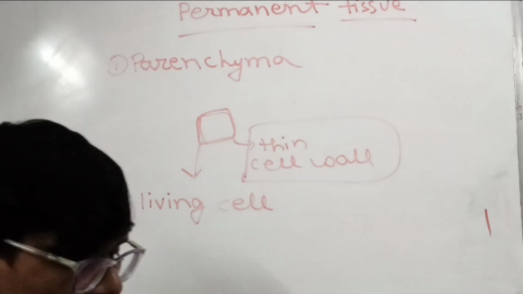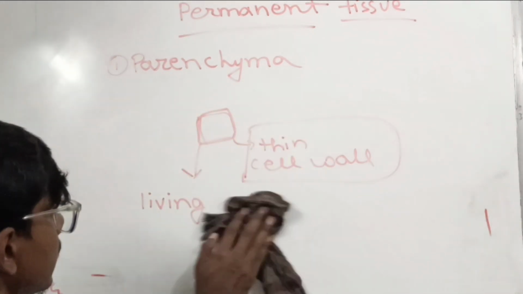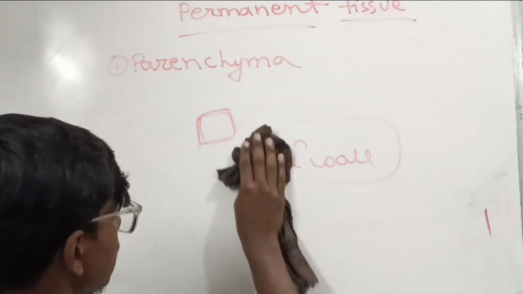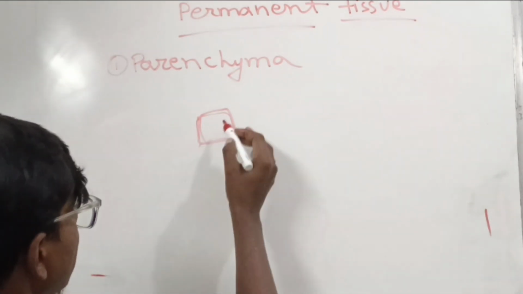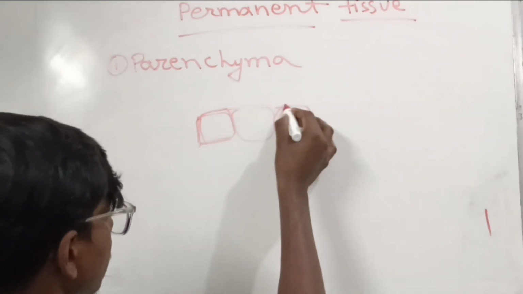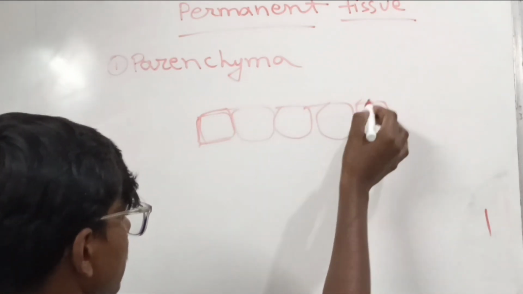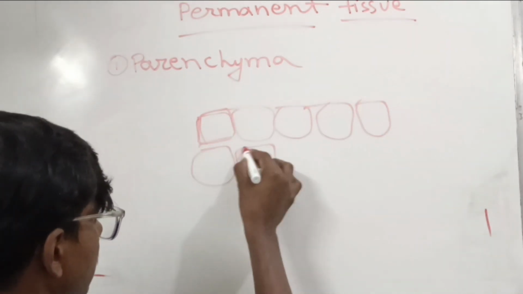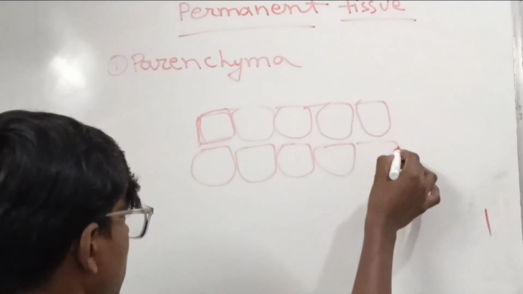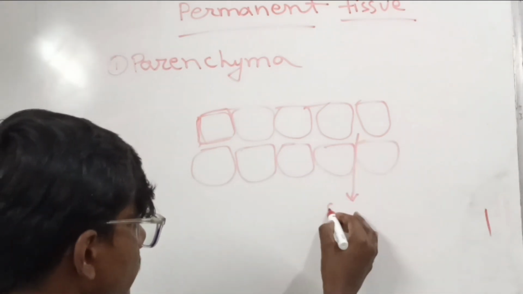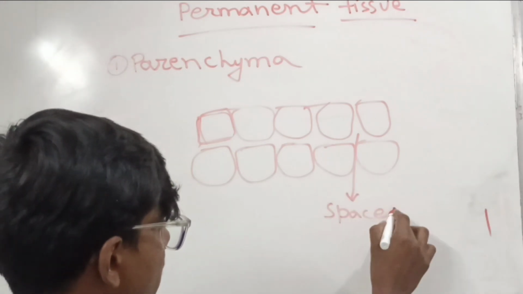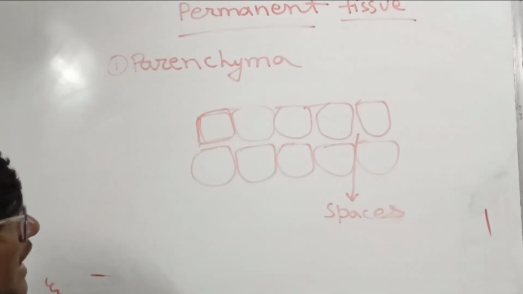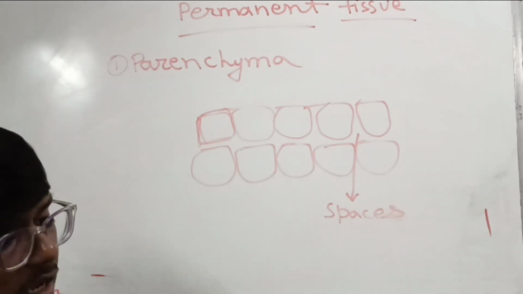Like, suppose this is one cell. If we talk about a group of cells of this tissue, they are loosely arranged like this. Spaces you can see, spaces will be there between the cells. So because of that they are loosely arranged. So these are the characteristics of the parenchyma tissue.